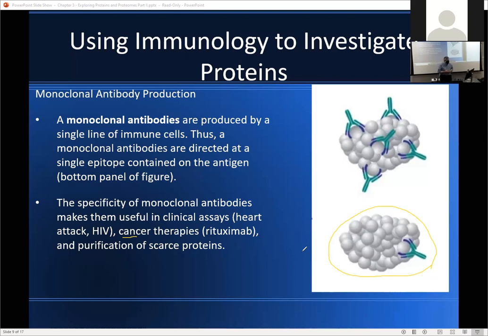Purification of scarce proteins. So when we talked about purification of proteins, one very powerful technique for purifying proteins is affinity purification. So we could use a monoclonal antibody. We could use the binding properties specifically of a monoclonal antibody to do affinity purification. So we could take a monoclonal antibody, we can covalently attach it to beads in a chromatography column, and then we could use that to do affinity chromatography to purify proteins.